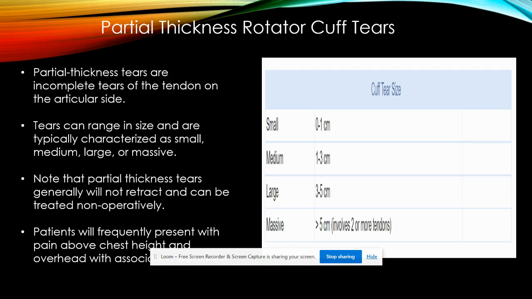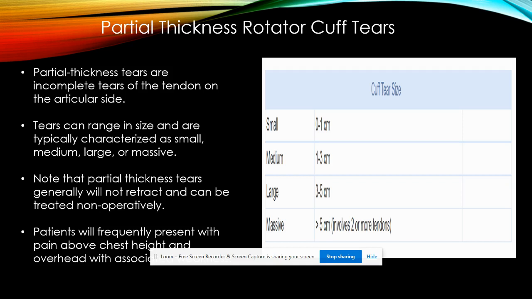Medium is a 1 to 3 centimeter tear, and then large, 3 to 5 centimeters, and then a massive tear being more than 5 centimeters. That typically involves 2 or more tendons. Now, one thing to notice about partial thickness tears is that they typically do not roll up and retract into the shoulder. I'm going to show you a picture in a second of a full thickness tear, and the thing you will see there is that the tendon has been disrupted and the muscle tissue actually retracts and pulls the tendon back away from the attachment.